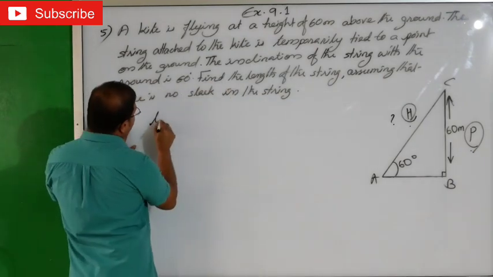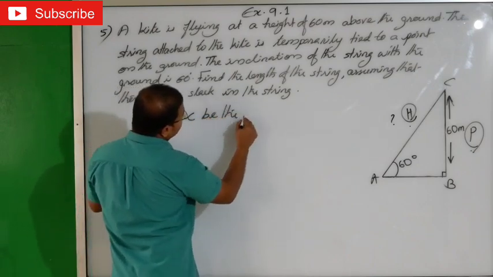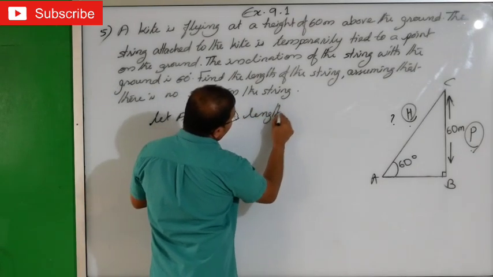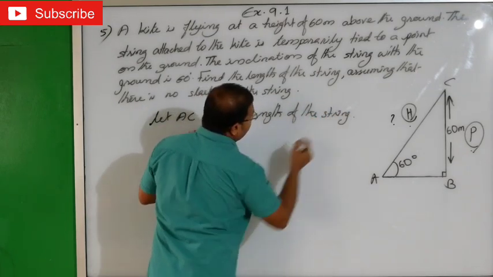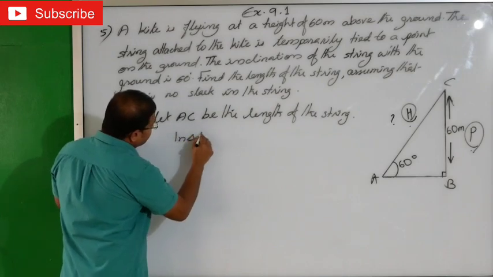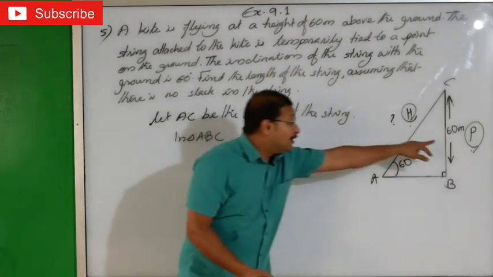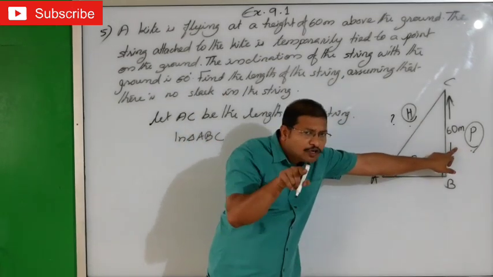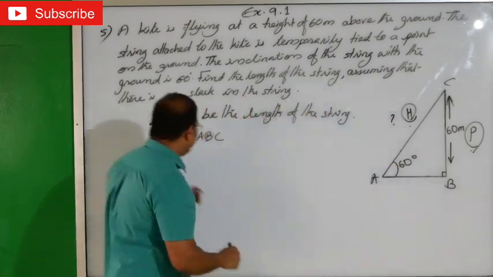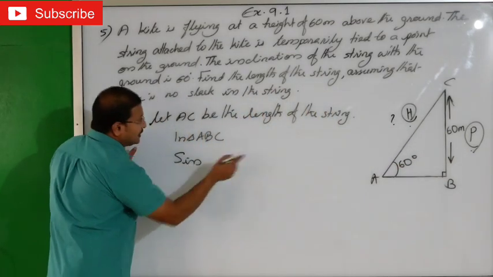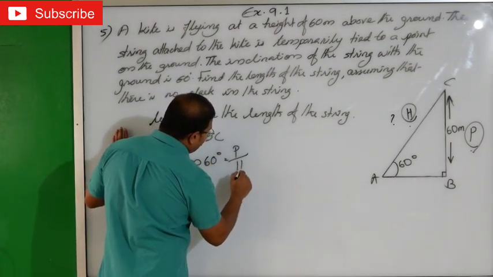First we will write, let AC be the length of the string. Ready? Now in triangle ABC, what do you do? Which is given? Perpendicular is given. We are going to find out the hypotenuse. That means perpendicular and hypotenuse, that is what we are going to take. Sine. What is the degree here? 60 degree. Sine 60 degree equals perpendicular by hypotenuse.